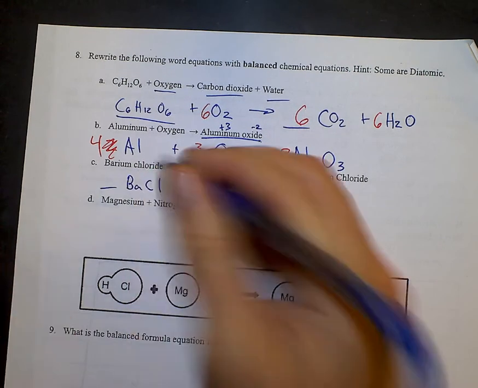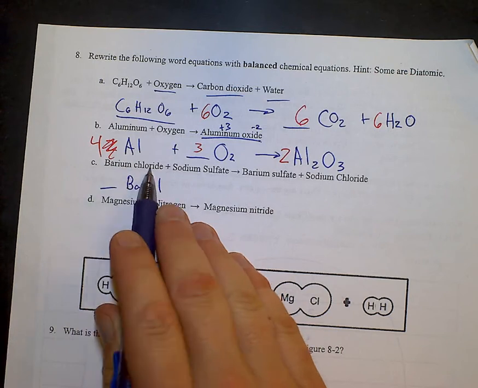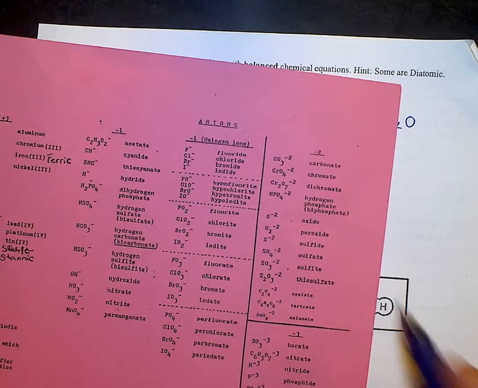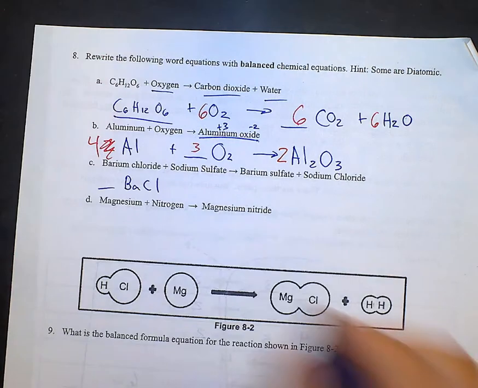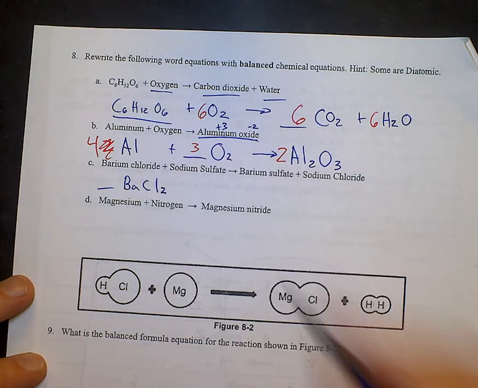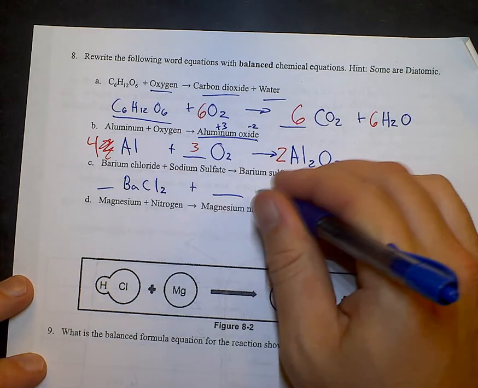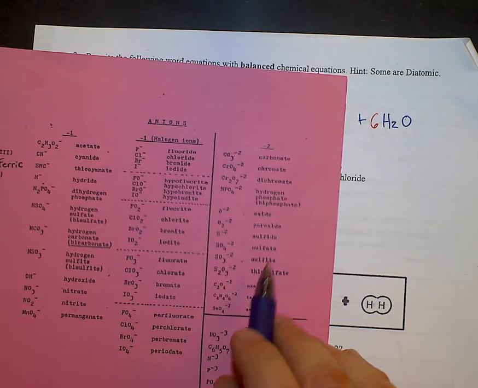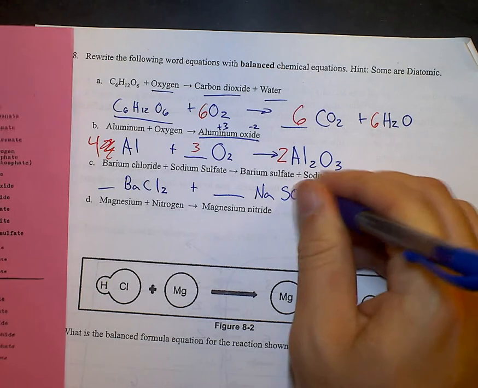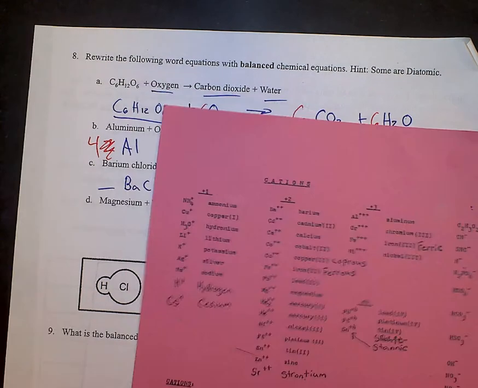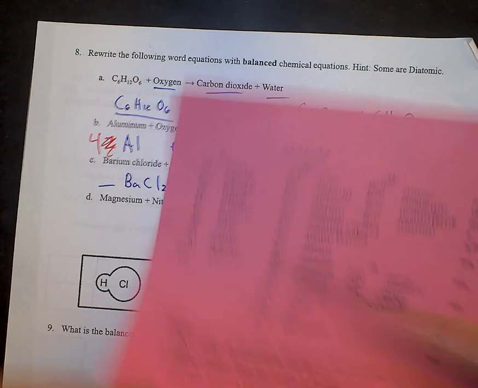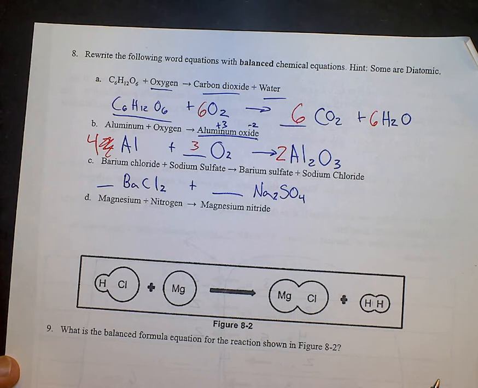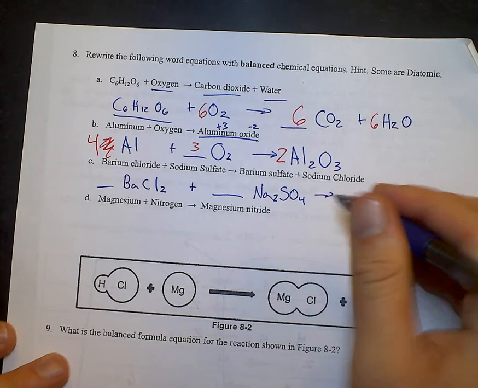Barium chloride, BaCl. Ionic. We have a cation and an anion. So I gotta look up our charges. Barium is +2. Chloride is -1. Crisscross. BaCl2. Plus sodium sulfate. Let's look at our list. Double check. Sulfate, SO4. Sodium, +1. So I need Na2SO4. That's crisscrossed. I'm now going to make barium sulfate.